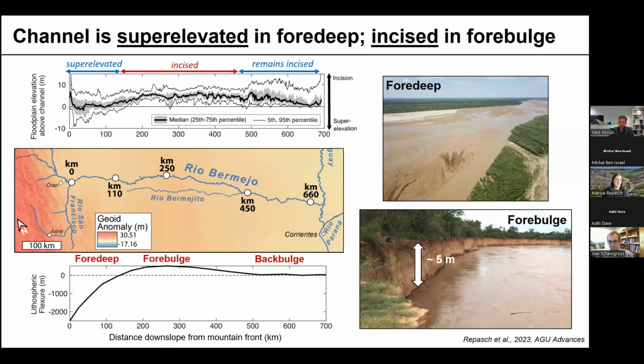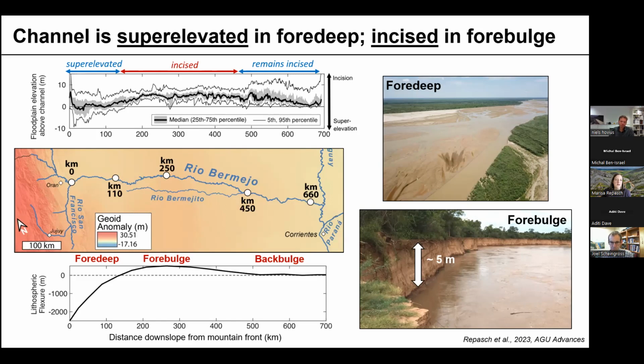And in addition to the overbank flooding, we also find that the channel is super elevated above the floodplain in the foredeep, and then incised in the forebulge. So this top figure here is the elevation of the floodplain above the river channel. Any place where this black line is below zero is where the river channel might be sitting above the floodplain. And then with the floodplain elevation above the channel, that is everywhere where the river is incised into the floodplain.